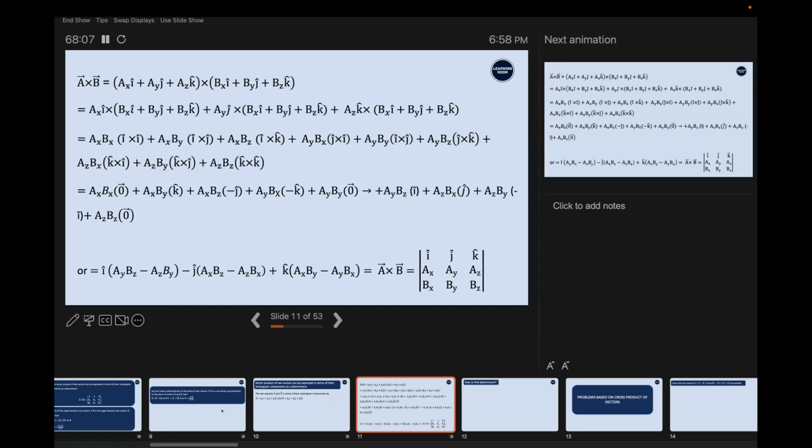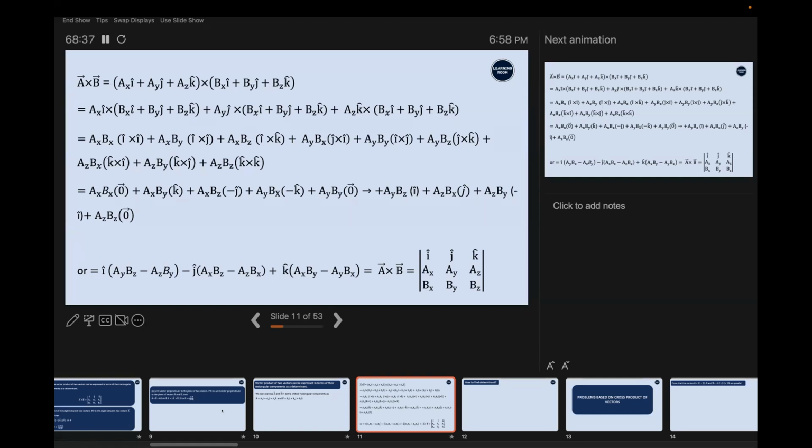Then put a plus sign for k, which means alternate signs: plus, minus, plus. Plus k cap into the collected terms, (ax by minus ay bx). And this whole thing is actually the resultant of a cross b. That's what you yourself will write. Right? You got an expression. So what is it?